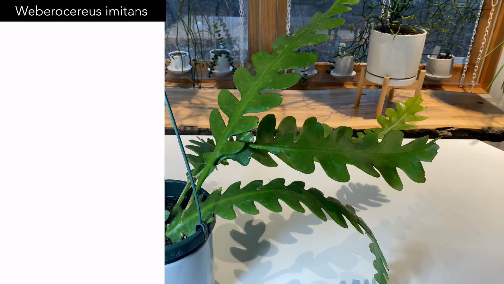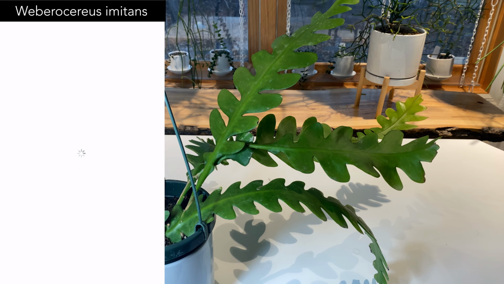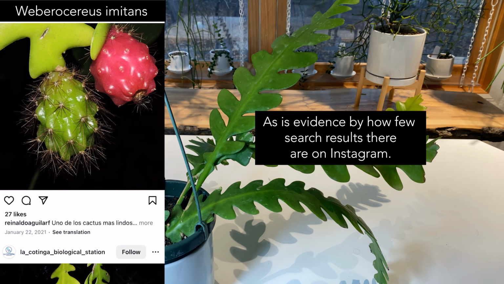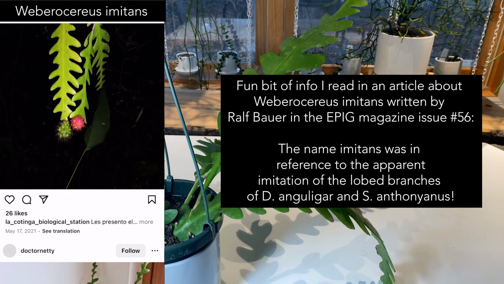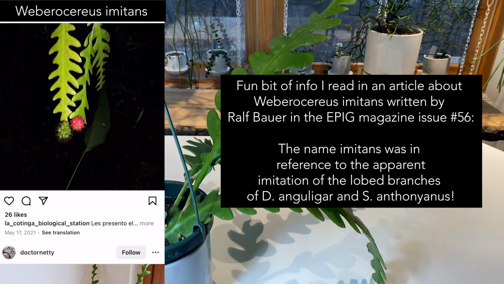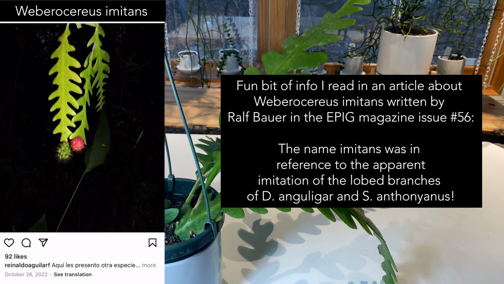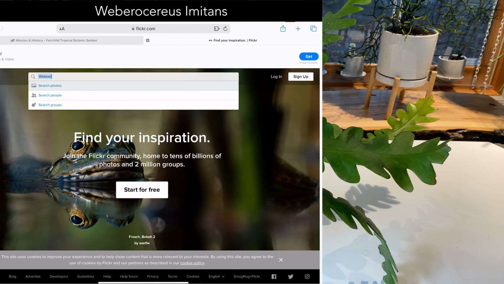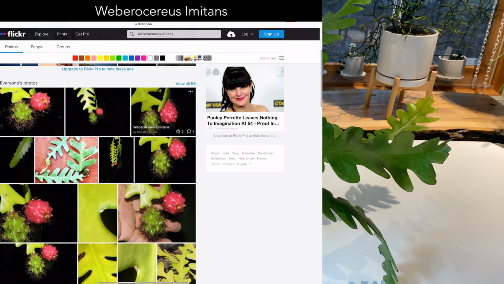And that brings us to Weberocereus imitans. Weberocereus imitans is the rarest of all of them. I don't quite know why. To my knowledge, Weberocereus imitans doesn't even have a common name. I think that essentially what happened is that Selenicereus anthonyanus started being distributed pretty heavily as Weberocereus imitans. And I myself have had huge issues with this. And one of the big issues is that Selenicereus anthonyanus is quite difficult to flower.